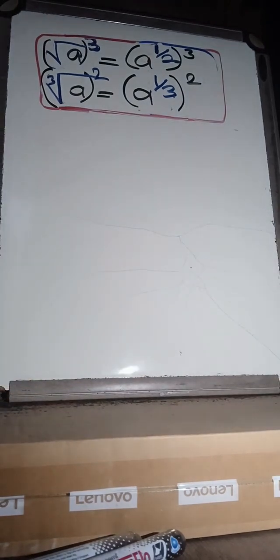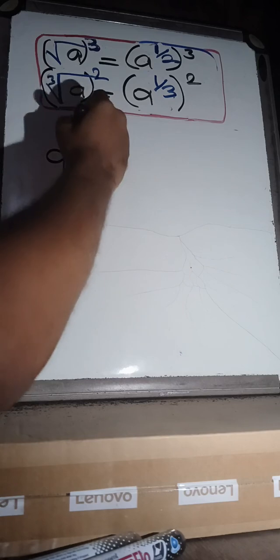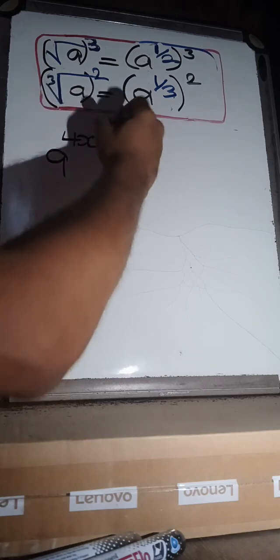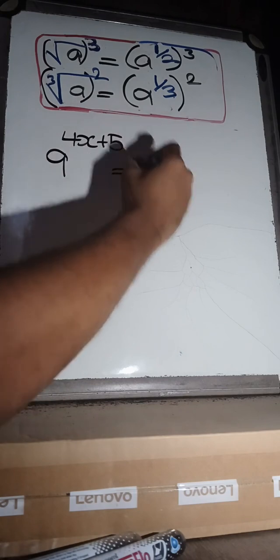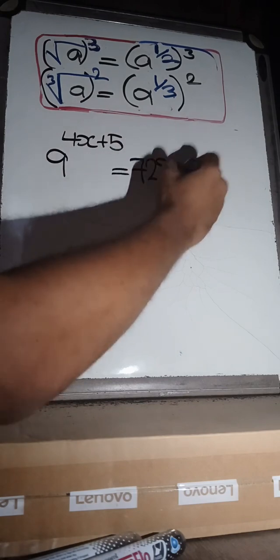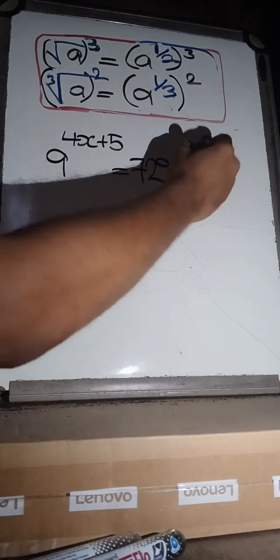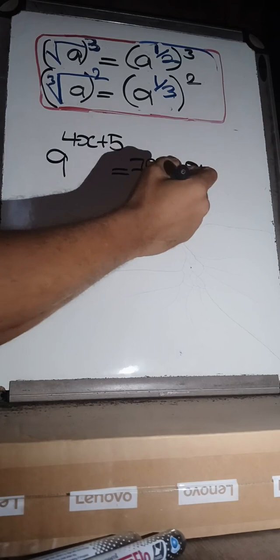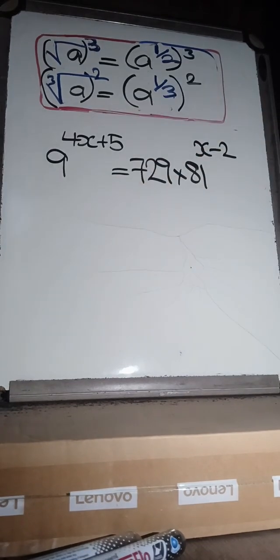It says 9 raised to the 4x plus 5 is equal to 729 multiplied by 81 raised to the x minus 2. So there's a lot to unpack there, right?